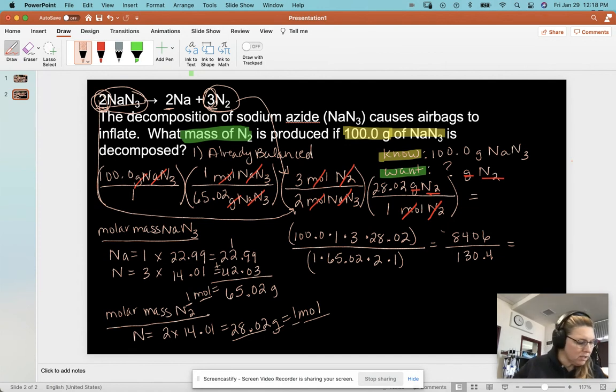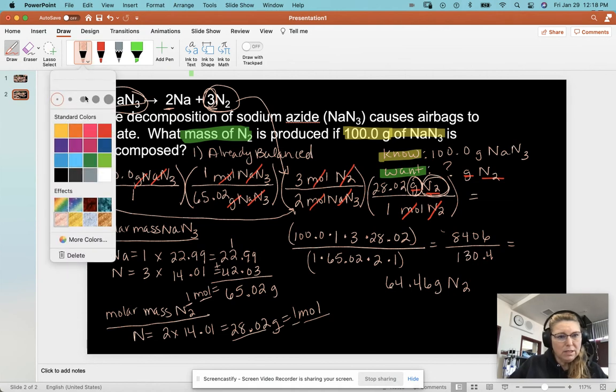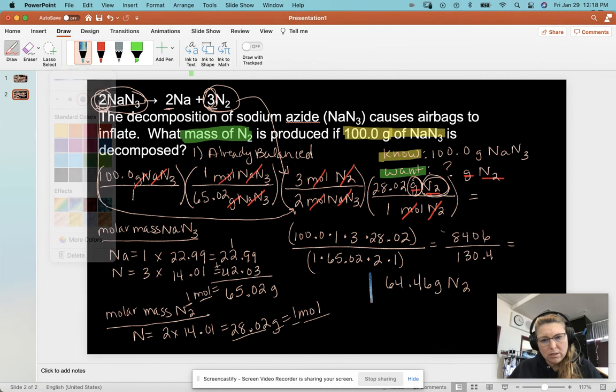is equal to 64.46. So this is going to equal 64.46. But remember that we must always have a unit. So our unit in this case is grams, and a substance. And our substance in this case is N2. So that, my friends, is our final answer.